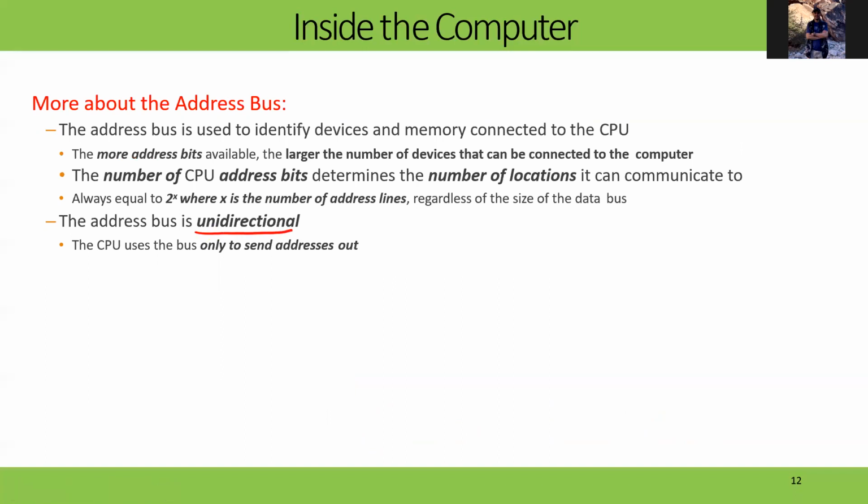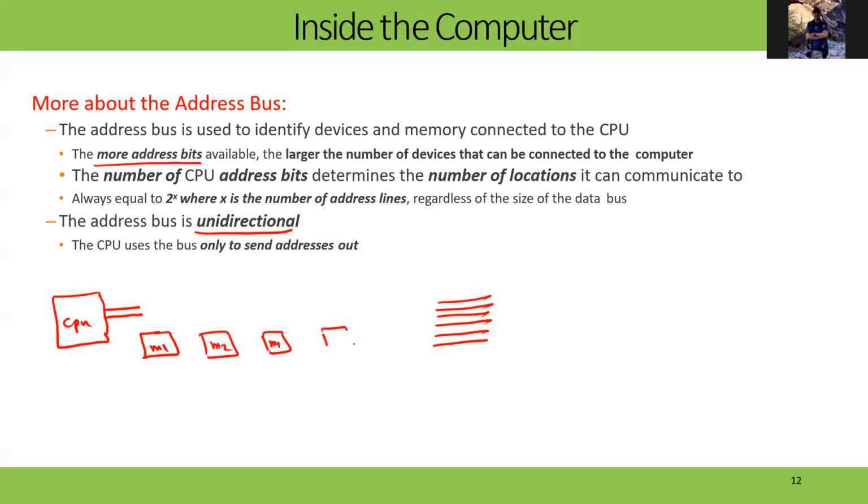Another important characteristic of the address bus is that if you have more address bits, so the address bus is just some wires like this, the more of these wires, the wider basically the bus, the more devices can be connected to the computer. Let's assume you have an address bus of 2 wires only. That means the CPU can communicate with just 4 modules. Let's name them module 1, module 2, module 3, and module 4, and all of them are connected to the same bus here. So for example, their addresses will be 00, 01, 10, 11.